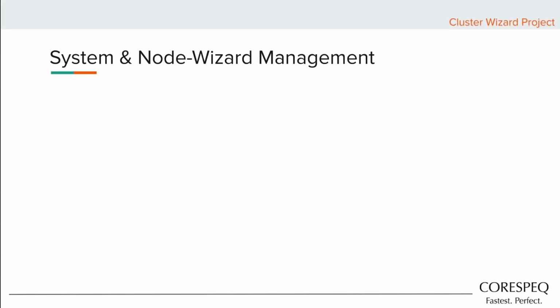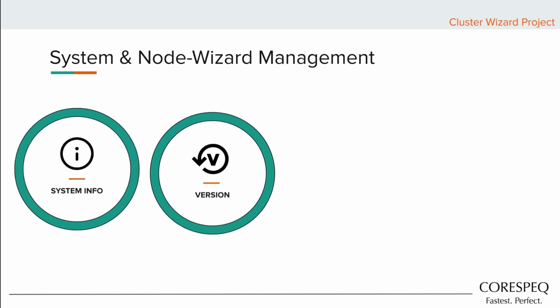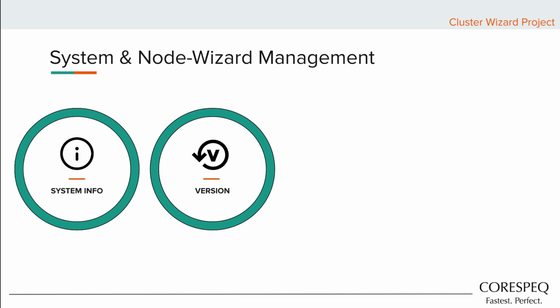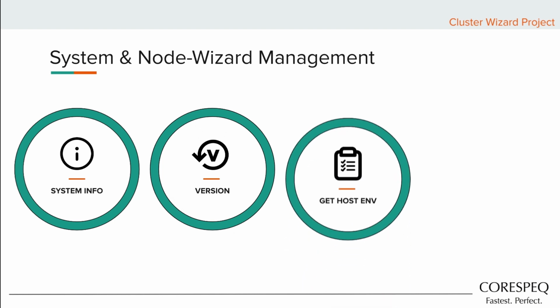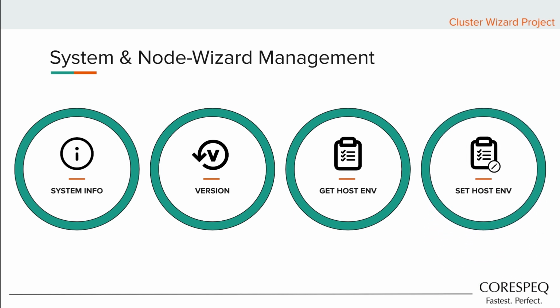System and Node Wizard Management. In this section, we will have a look at receiving basic information from Node Wizard and updating environment variables on the host machine. Here, we can use Node Client to obtain the server's information and also get the version information about the Node Wizard server. Further, we will get the server's environment variables and have a look at modifying them using the set host env command.